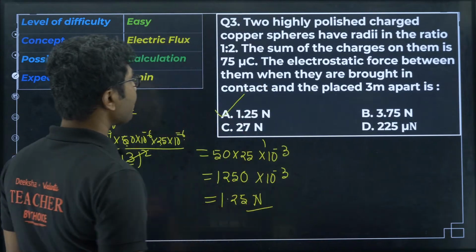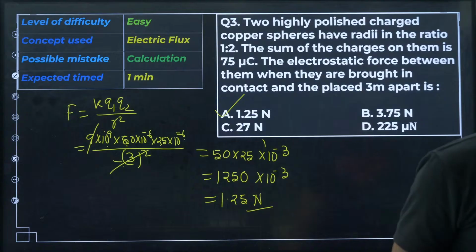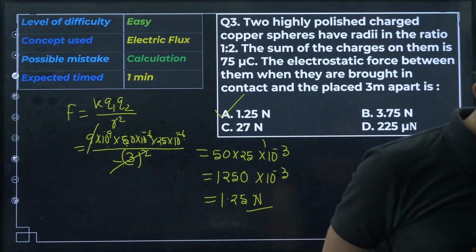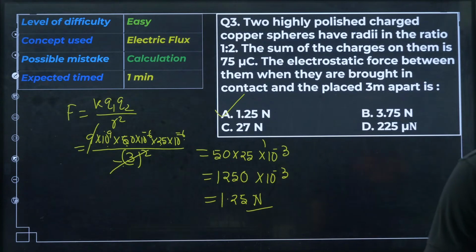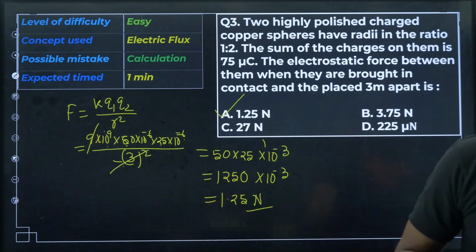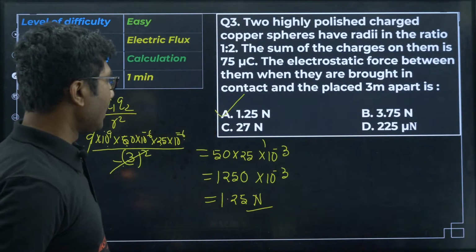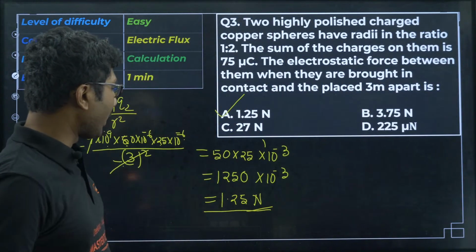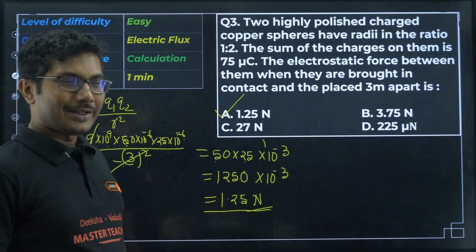Okay, correct answer is option A. I think someone answered. Yes, 3A, yes, hi Kirti, okay, correct. No, D is not the answer. It will be A only, 1.25 Newton. 5 into 25 is 125.